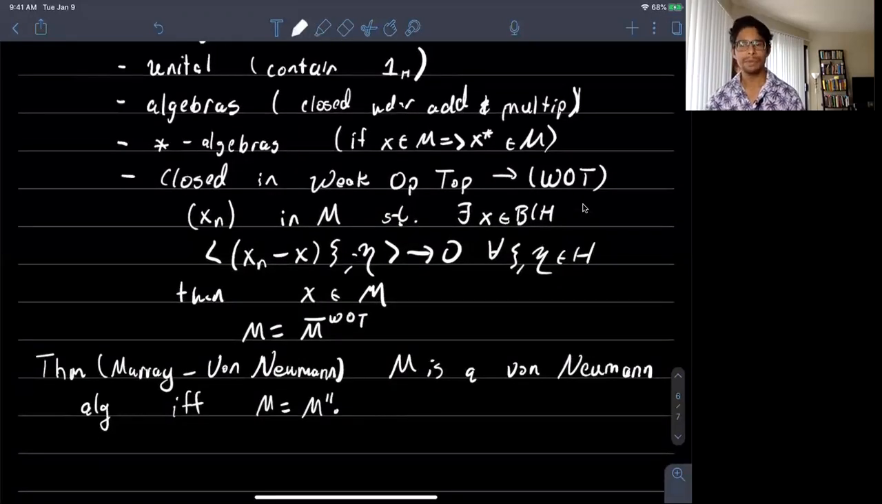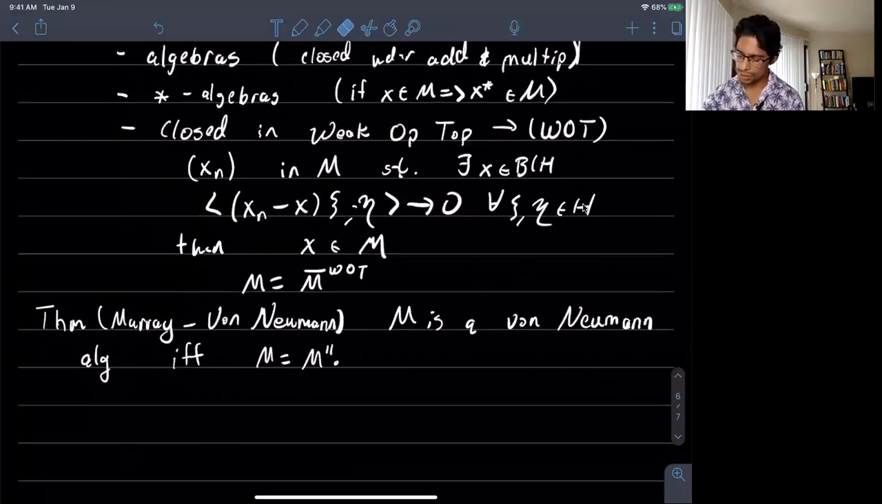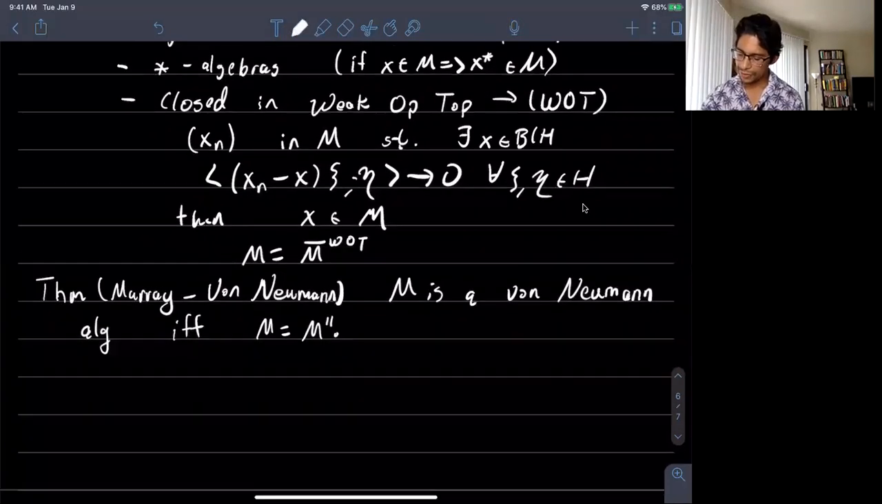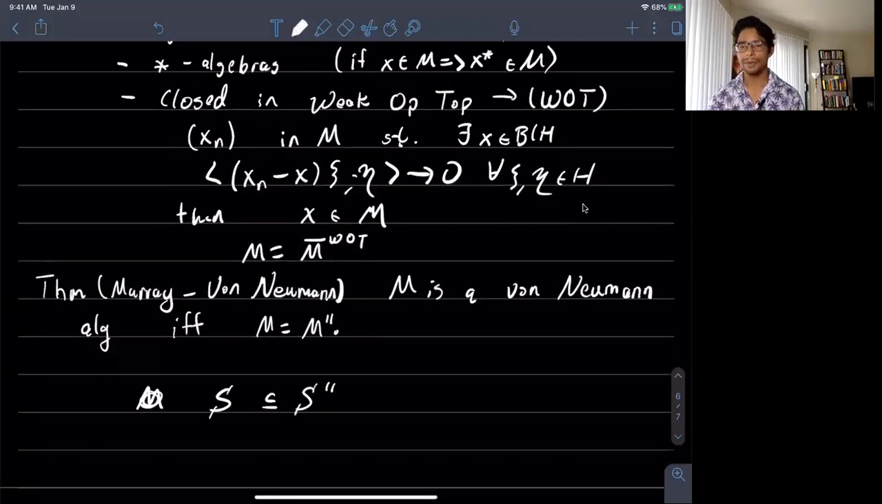Here, if I wanted to be a bit more precise, I would say that M is a unital star subalgebra if and only if this property holds here. So let's go back. This is an observation: for any set S, you always have this inclusion. So a von Neumann algebra is an object where you have an equality here.